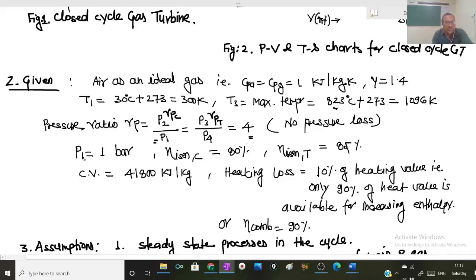Then inlet pressure of compressor is given as 1 bar. Isentropic efficiency of compressor is given as 80%. Isentropic efficiency of turbine is given as 85%. Calorific value of fuel is given as 41800 kilojoule per kg. Heating loss 10% of heating value, that is only 90% of heat value is available for increasing enthalpy. So what does it mean? Combustion efficiency, or heater efficiency, is actually 90%.